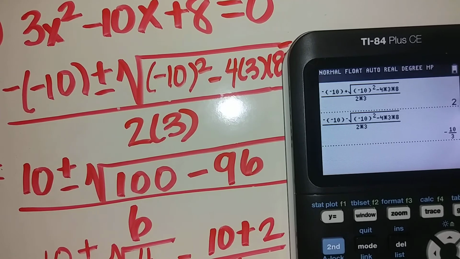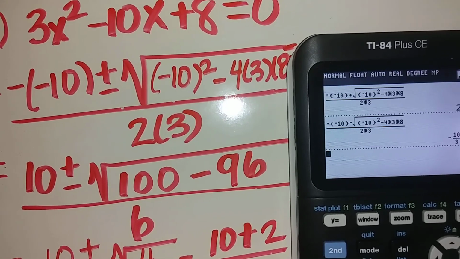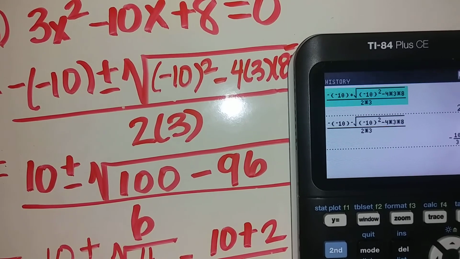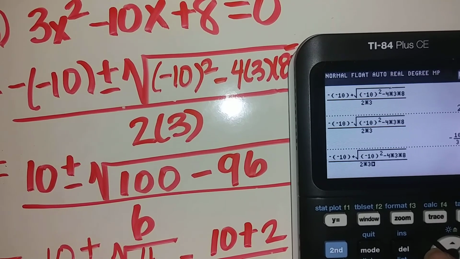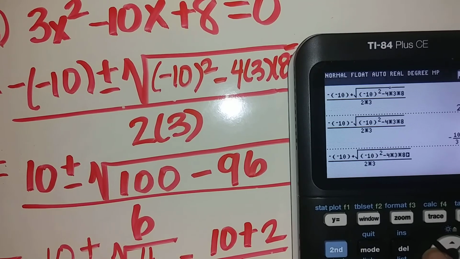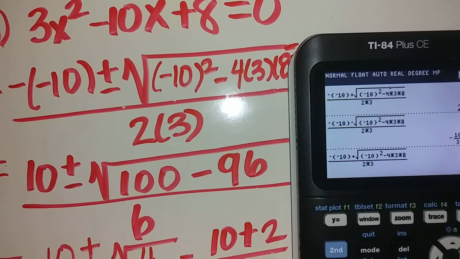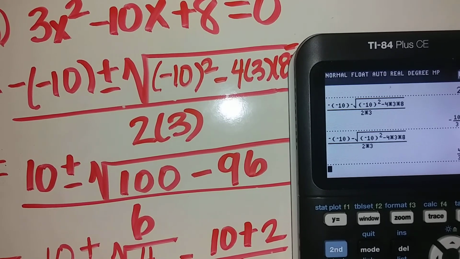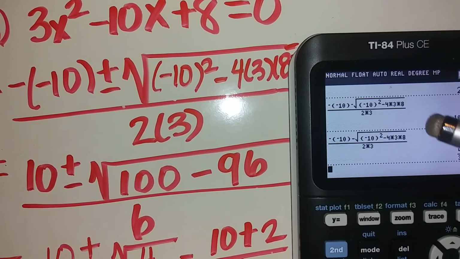Okay, so the answer they gave me was negative 10 over 3, and that's not what we had. We had 4 over 3. So let's see, because maybe it did work. Let me copy and paste, and go back and put in the minus sign instead of that negative sign, because the negative sign gave me negative 10 over 3. So now let me do the minus sign and see what happens. Wow. Okay.